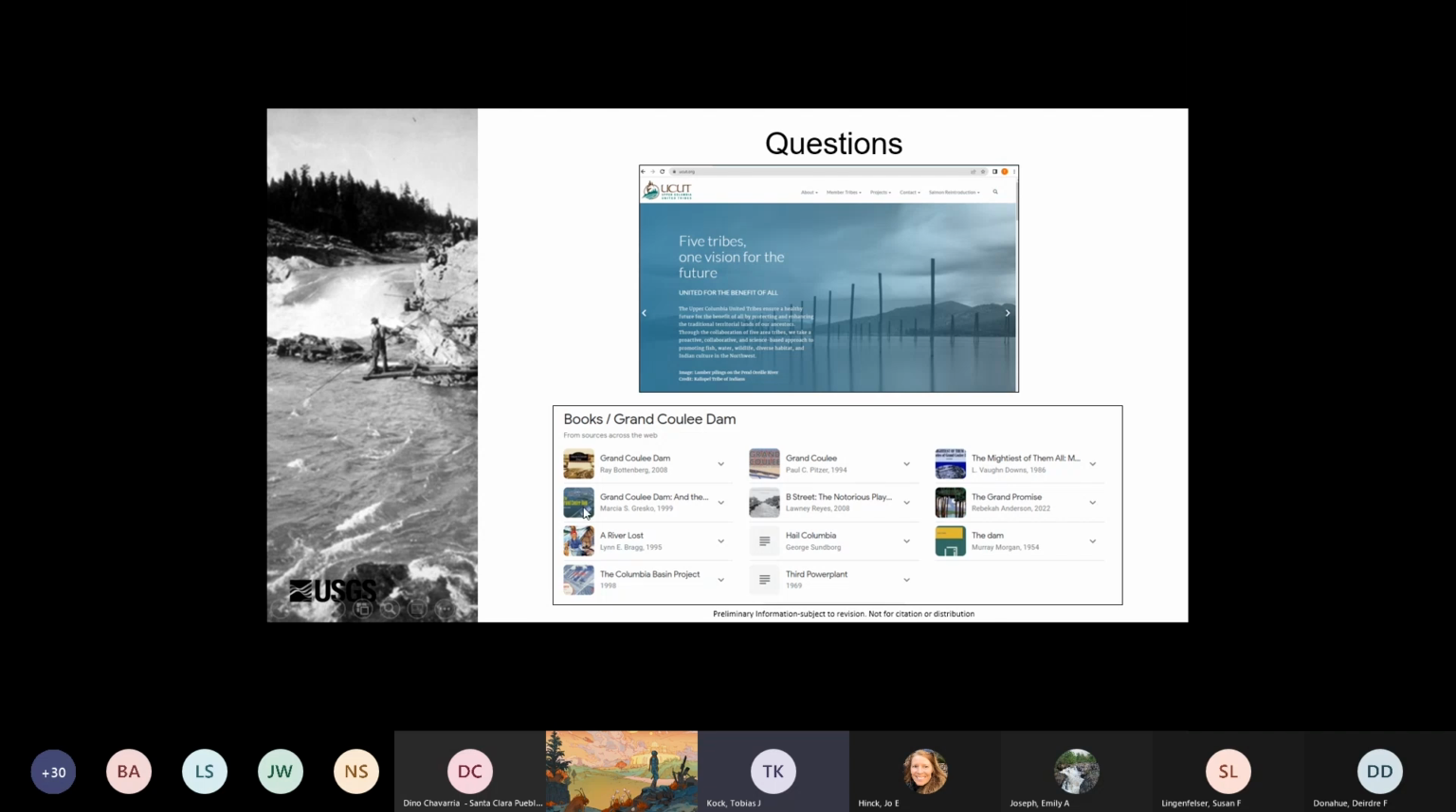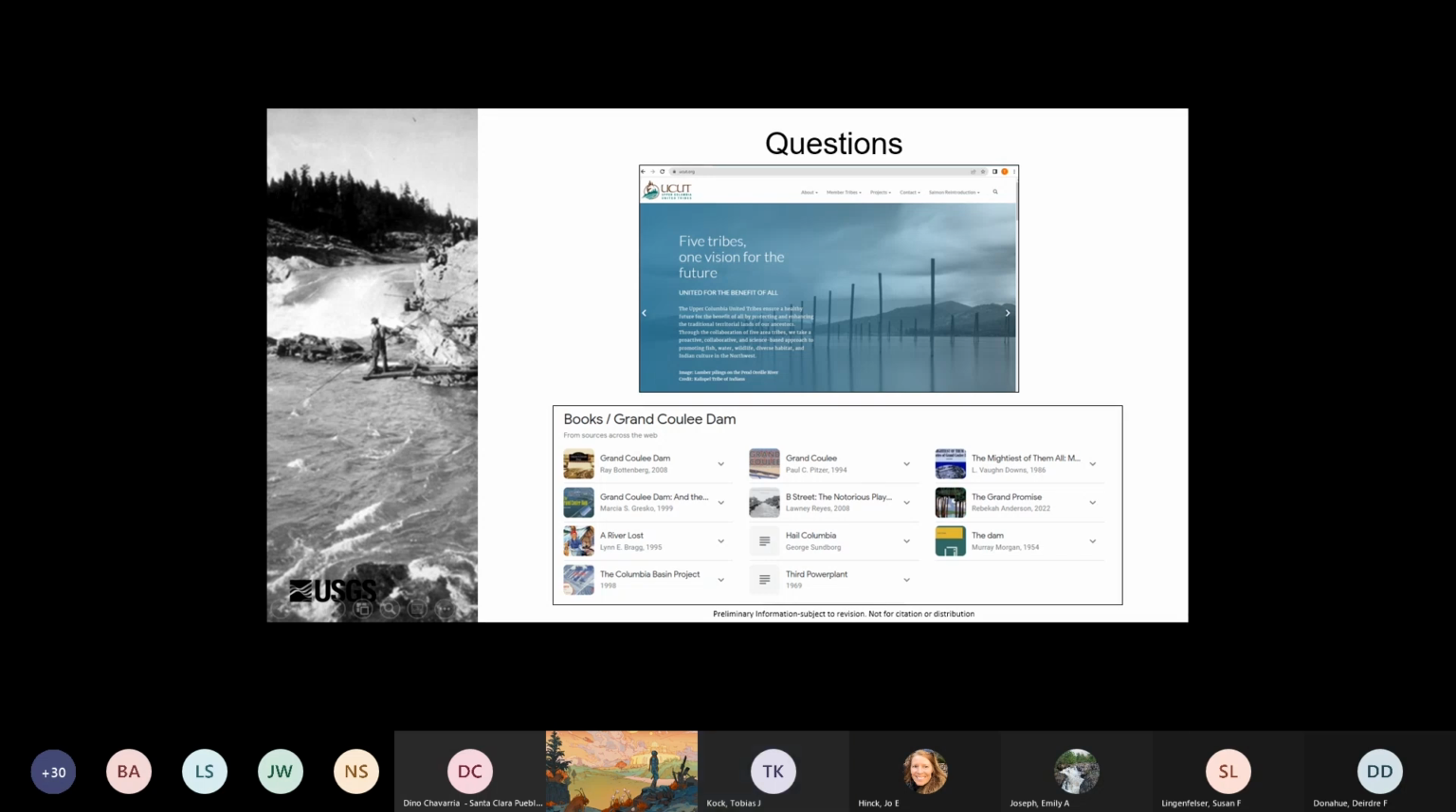There's also some really good books on Grand Coulee Dam, some of them talking about the people and the culture at the time it was built. So I would encourage you, if you really want to become more informed or get some of the backstory in this, to read some of those books. There's some really interesting information in those. And so with that, I'm going to stop sharing my screen and be happy to take any questions.